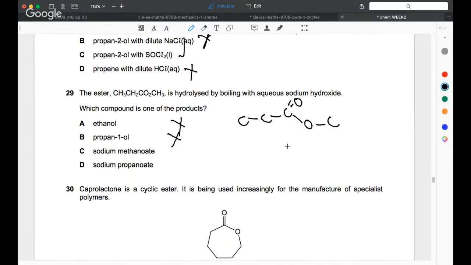When you draw a structure, you don't always have to draw the carbon. You can just draw the skeleton. So it saves you a bit of time in the exam. For example, if you want to draw this, you can just draw it like this. That will save you time, and you don't even need to draw the hydrogens.